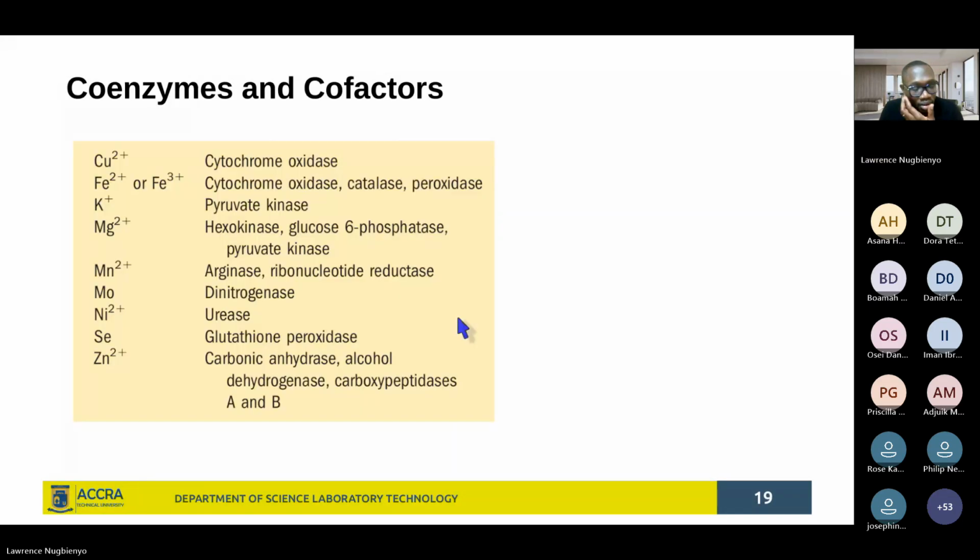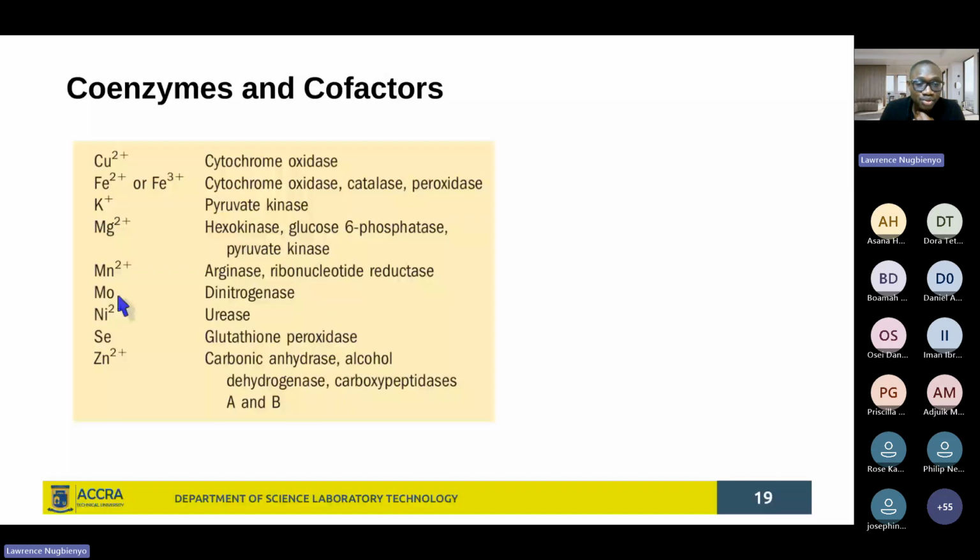Now, we saw that cofactors were inorganic metal ions. So here you are seeing some cofactors. You see copper ions can be a cofactor to, say, the enzyme cytochrome oxidase. Iron 2, iron 3 ions can also be cofactors. Potassium ions, magnesium ions, manganese ions, molybdenum, nickel ions.